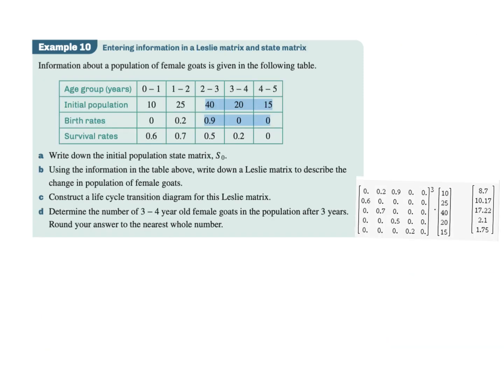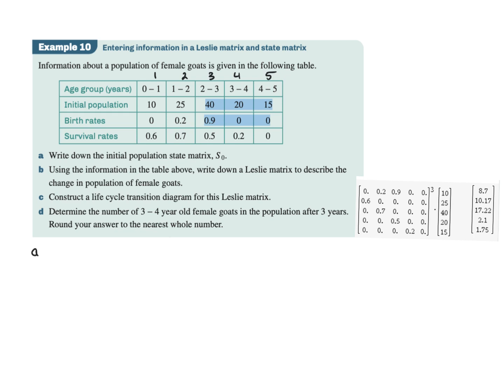Okay, so let's have a look at this one. It says information about a population of female goats is given in the following table. So you've got the age groups. How many age groups have we got? 1, 2, 3, 4, 5. Good. So that'll give us a heads up. Our Leslie matrix, the order will be a 5 by 5. Good. So the first question asks to write down the state matrix S0.